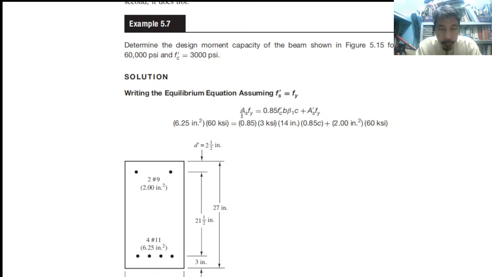Now, writing the equilibrium equation. Fs prime is equal to fy. fy is given, 60 ksi, f'c is 3000, and fs prime is just equal to fy, assuming that fs prime also yields. Therefore, we have this equation. Substitute all the necessary: 0.85 f'c b times a. So a is beta 1 times c. c is unknown. So let us compute for the value of c.